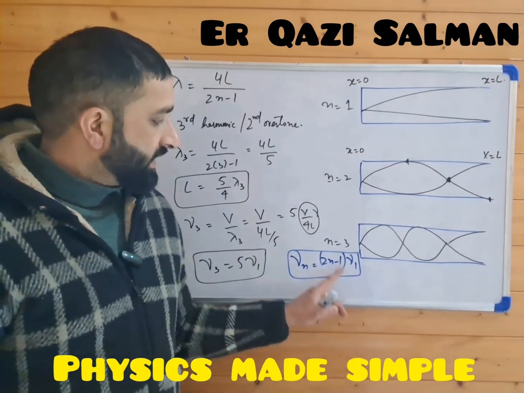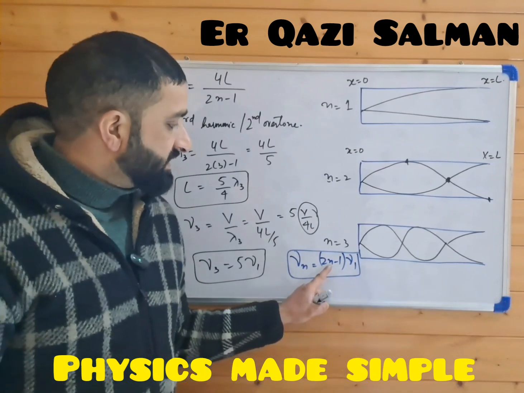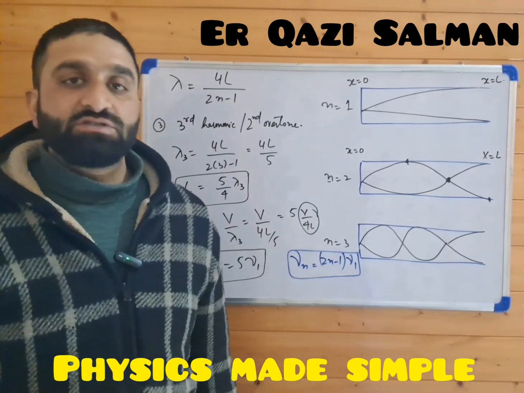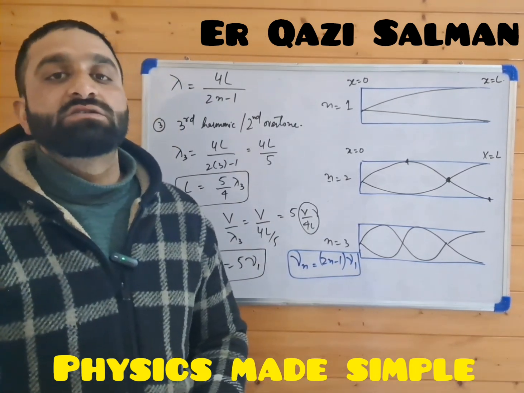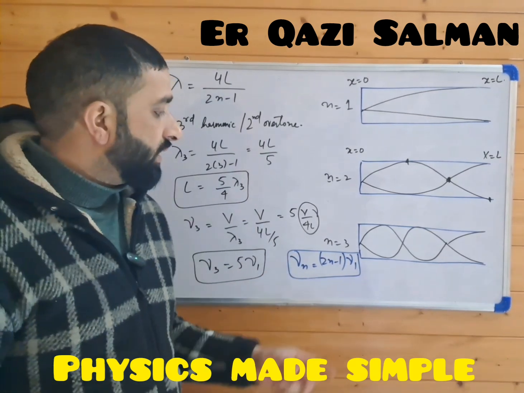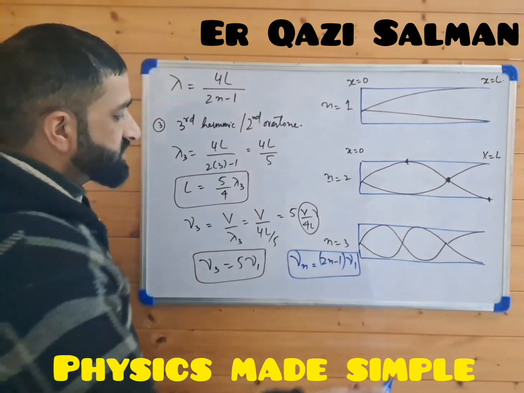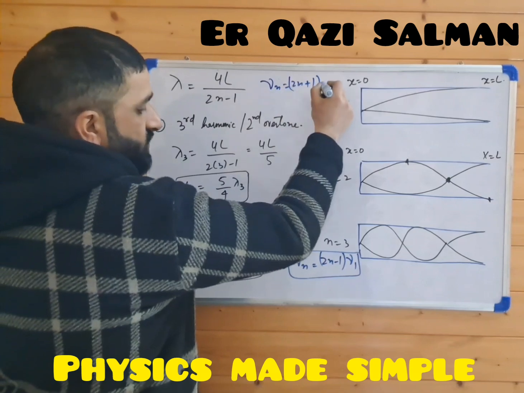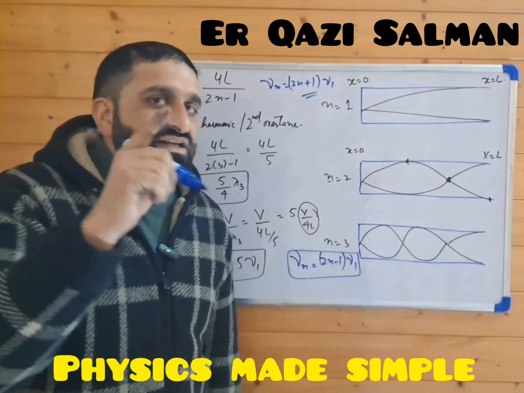For second harmonic, n is equal to 2, which gives us thrice nu1. For third harmonic, n is equal to 3, which gives us 5 times nu1. So it is the general formula for calculation of the frequency of the nth mode. The frequency of the nth mode is an odd integral multiple of nu1, that is 2n minus 1 times nu1. We can also say that nu-n is equal to 2n plus 1 into nu1. It is also an odd integral multiple, but let us see the difference.